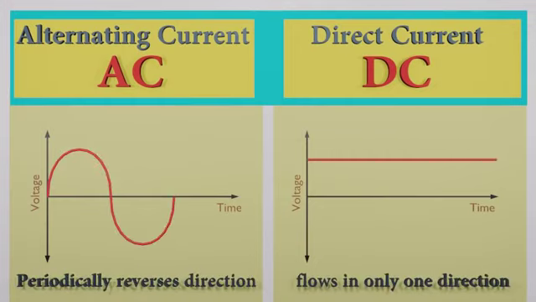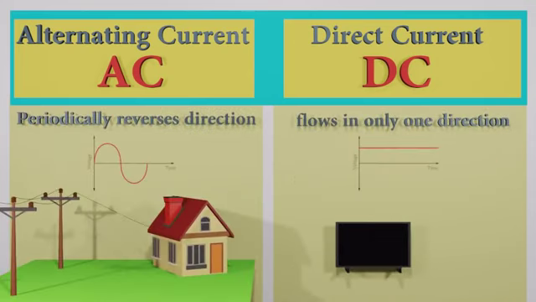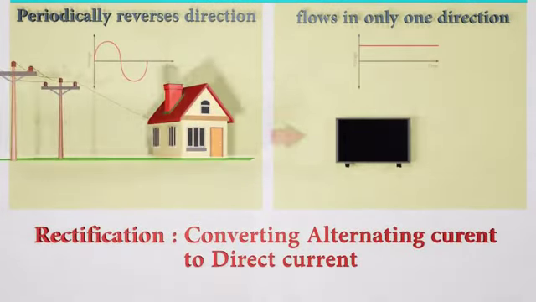We mainly have two current types that are widely used. One is alternating current, which periodically reverses direction. The other is direct current, which flows in only one direction. Our homes get alternating current from the grid, but most modern electronic equipment uses direct current, so we need to convert the AC to DC. This process of converting alternating current into direct current is given the name rectification.